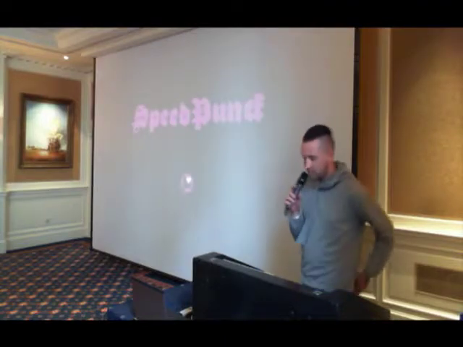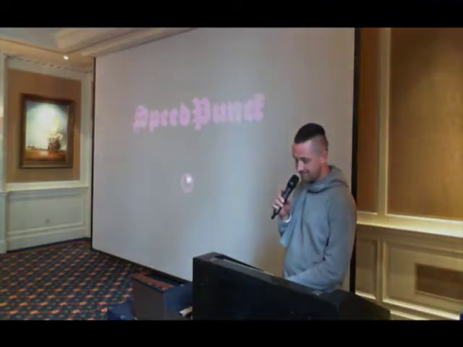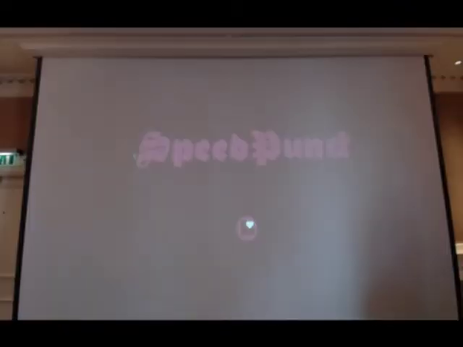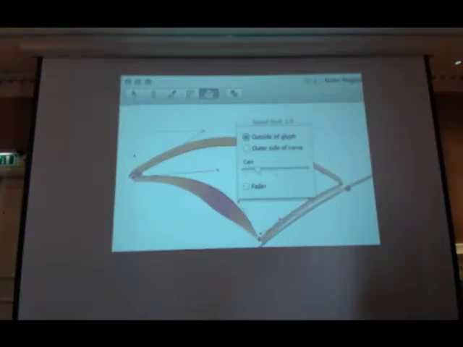I made a little tool to help you understand Bézier curves. It's called SpeedPunk for a reason I'll explain later. This is a quick overview of the user interface that you will see in the application. I'll go into theory a little bit.